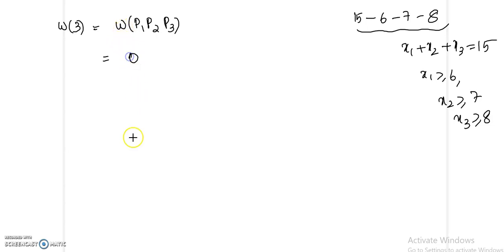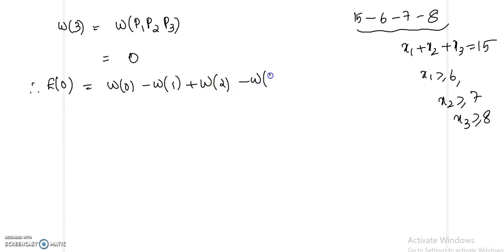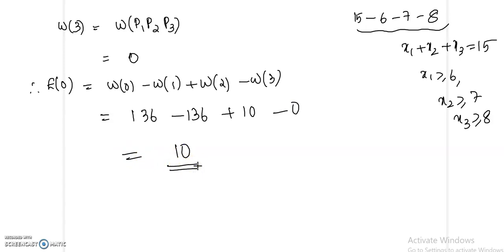So therefore E of 0 will be omega of 0 minus omega of 1 plus omega of 2 minus omega of 3. So that will be 136 minus 136 plus 10 minus 0. So the answer is going to be equal to 10. So therefore the required number of solutions is 10.